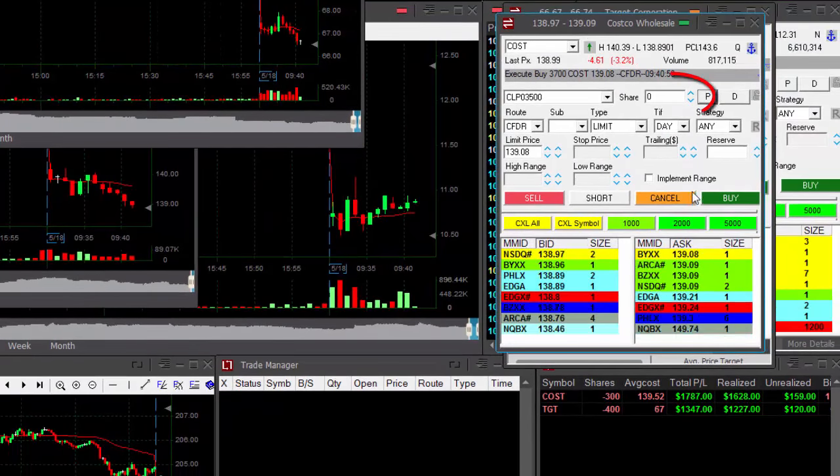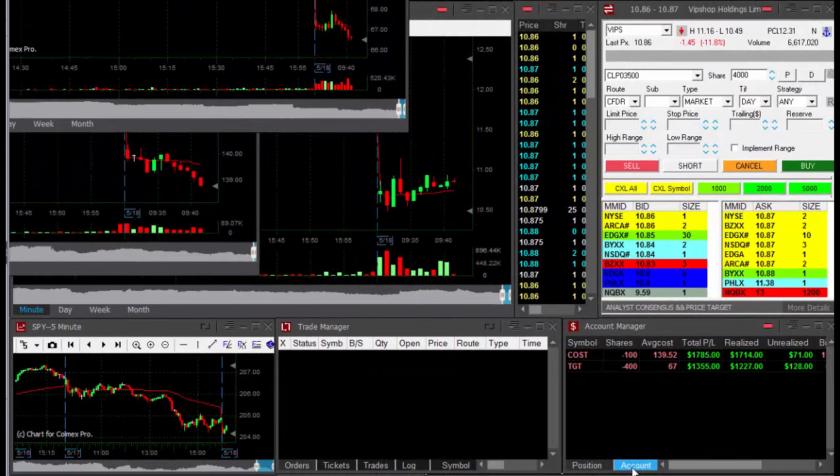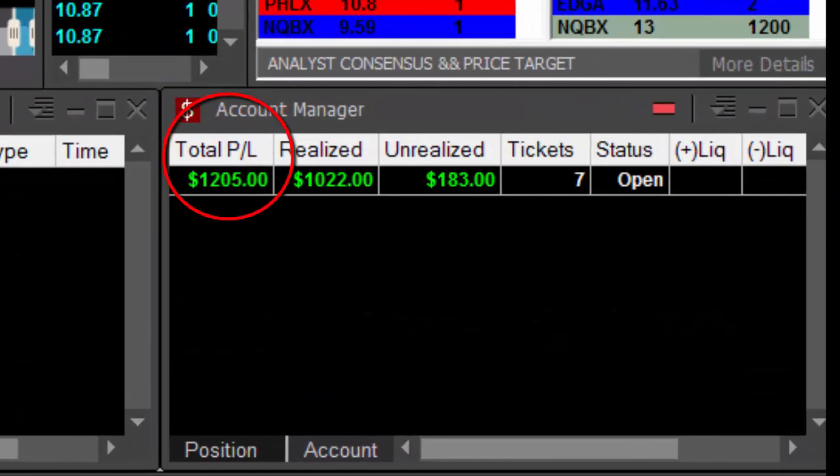Very nice trades in cost and TGT to cover my loss in Walmart. 12 minutes into the trading day, two winners, one loser, up $1,200.